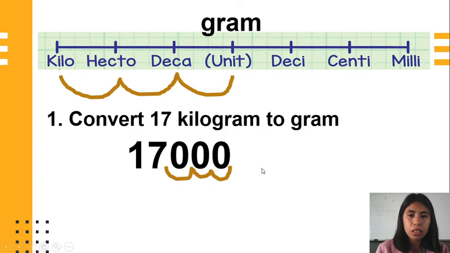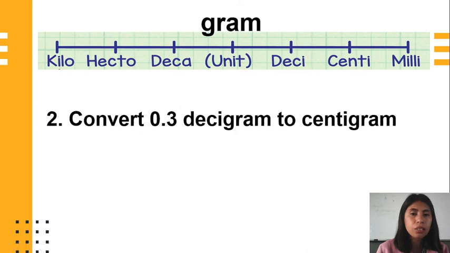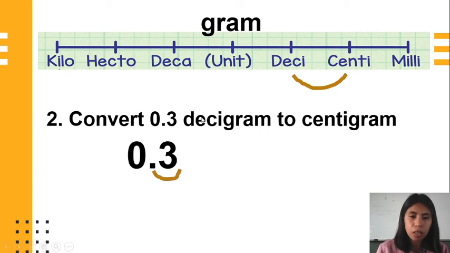Another example, convert 0.3 decigram to centigram. So decigram going to centigram. So going to the right, we need to count 1. Copy 0.3 since the decimal point is here. We will count 1 unit. So therefore, our answer is 3 centigram. 0.3 decigram is equal to 3 centigram.